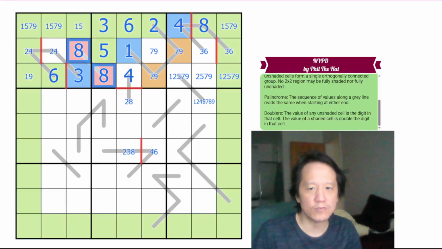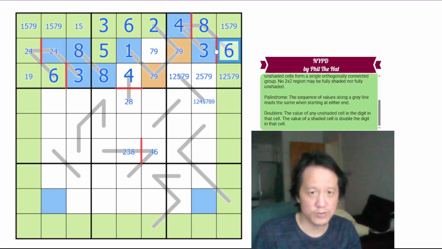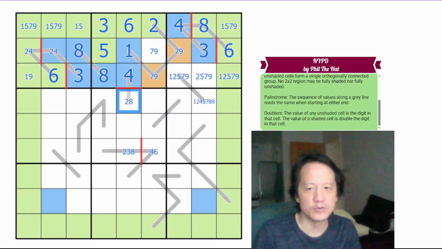So the reds have to be blue here. This must be blue. This is blue. This is blue. This is blue. So this must be 3, and this must be 6. So 3 is doubled. We have a blue across here, so this can't be green. Therefore, this is blue. So the blue is doubled, which makes this an 8. So this cannot be 8 here.